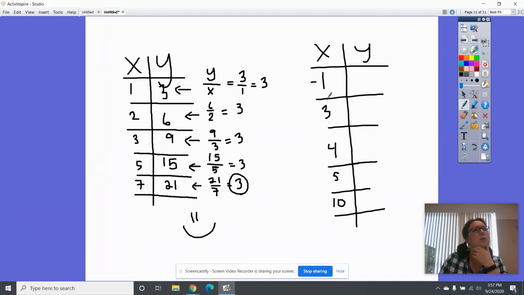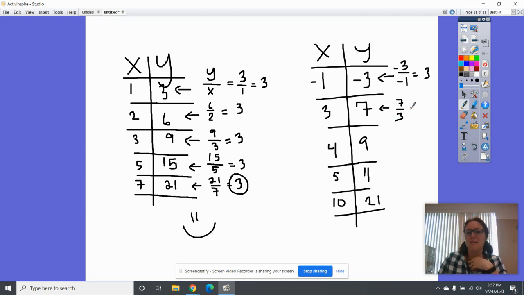Okay. So it's going to be -3, 7, 9, 11, 21. And we're going to divide y divided by x. So -3 divided by -1. Well, hey, that's 3, just like the other ones so far. That's pretty cool. And then we do 7 divided by 3.